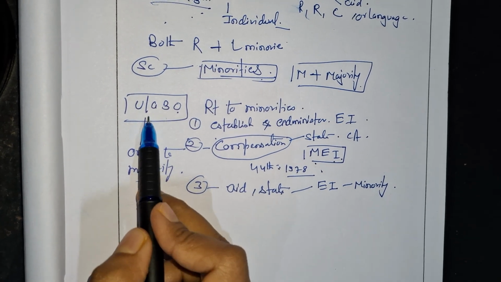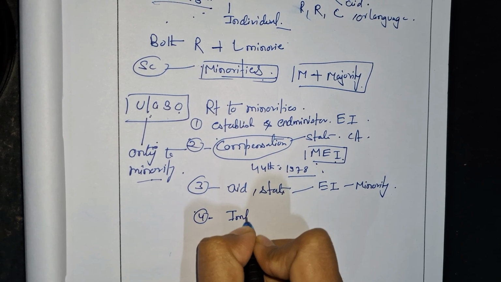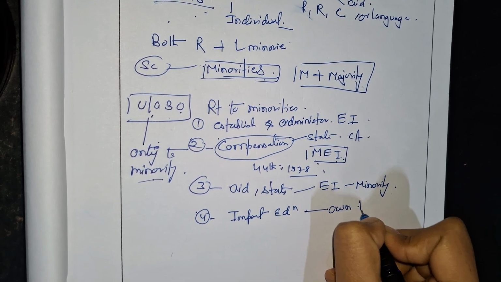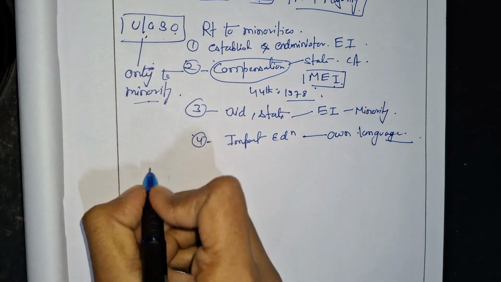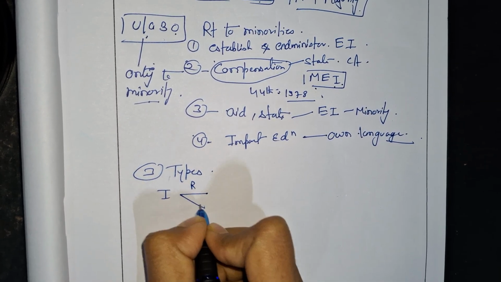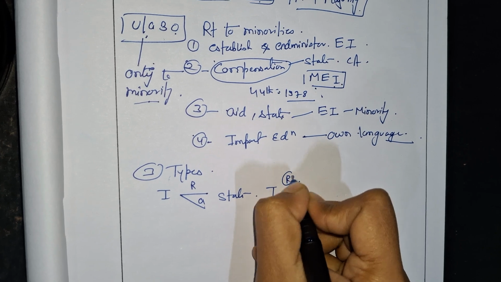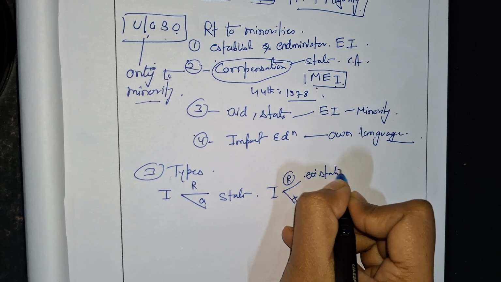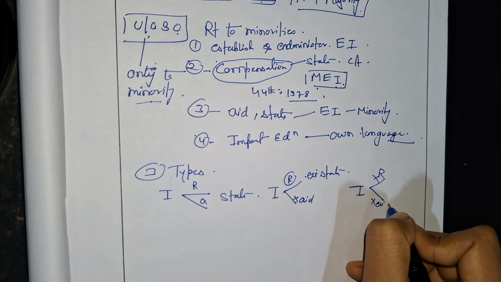And this Article 30 also includes the right of the minority to impart education to its children in its own language. So minority educational institutions will be of three types. First, institutions that seek recognition as well as aid from a state. Second, institutions that seek only recognition, not aid from a state. Third is institutions that neither seek recognition nor aid from a state.